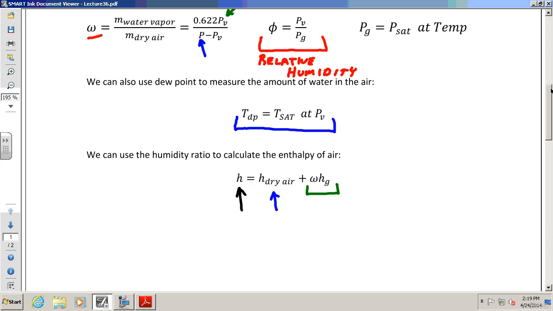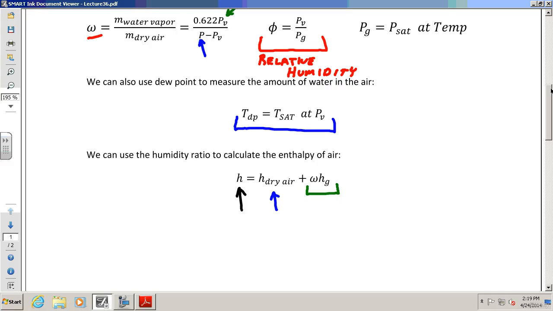All I need you to do when you leave this class is to have an appreciation and go, oh yeah, water vapor does have a big effect on the properties of air, and it's important that I understand it. And to have some experience with the psychrometric chart. That's what we're going to do here.